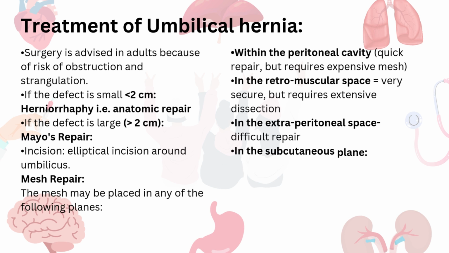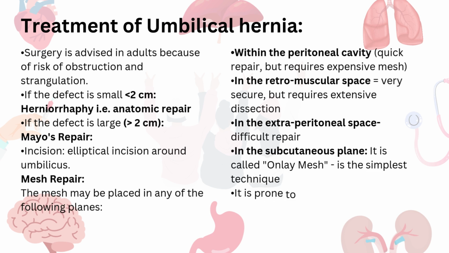Surgery is advised in all types of hernias in adults because of the risk of obstruction and strangulation. Now, if the defect is less than 2 centimeters, you will do a herniorrhaphy like an anatomical repair. You won't use the mesh. If the defect is larger than 2 centimeters, you have to do some kind of intervention like Mayo's repair and mesh repair. What is Mayo's repair? Mayo's repair is when the incision is an elliptical incision around the umbilicus, that's it. That's the important part.